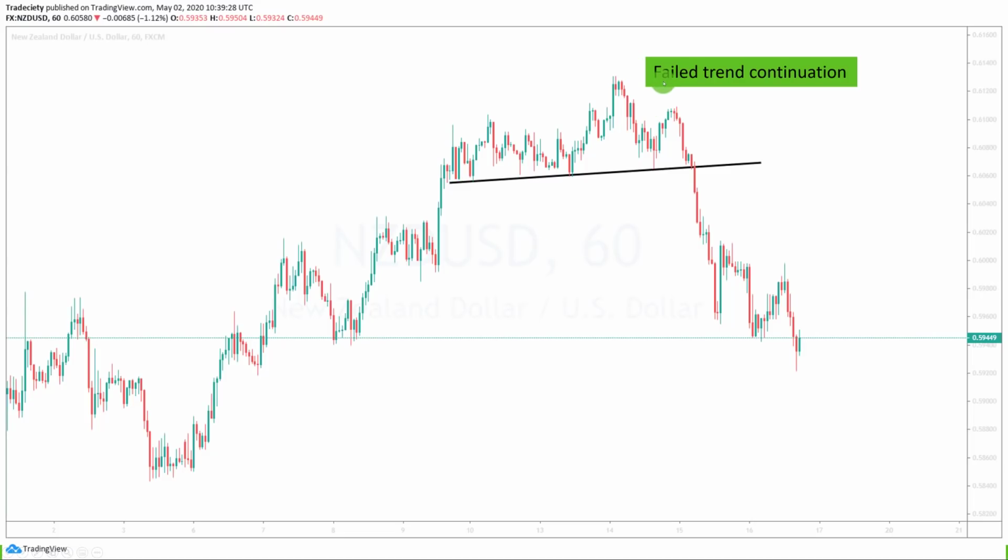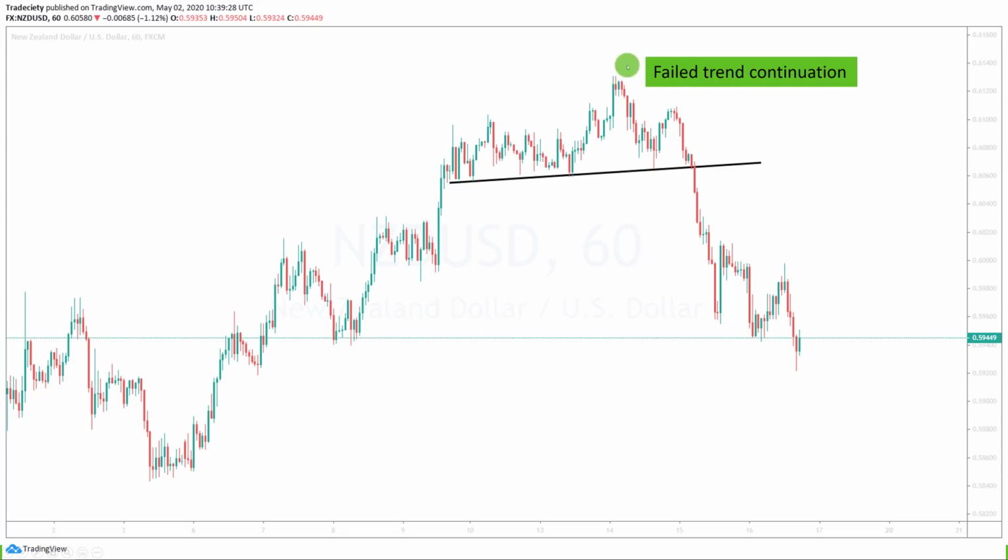We have a failed trend continuation. So you can see we have here higher highs and higher lows on the left-hand side of the chart. We have a pretty long consolidation here. And then we have the final push of the price action, breaking up the previous highs, but the market didn't succeed. It moves back into this trend line.